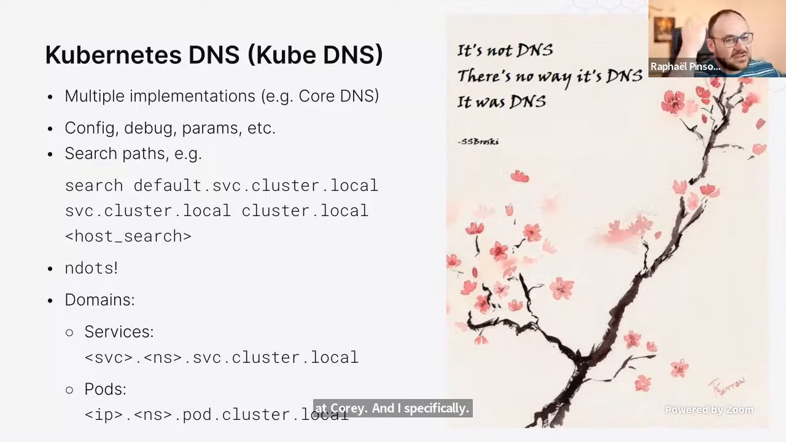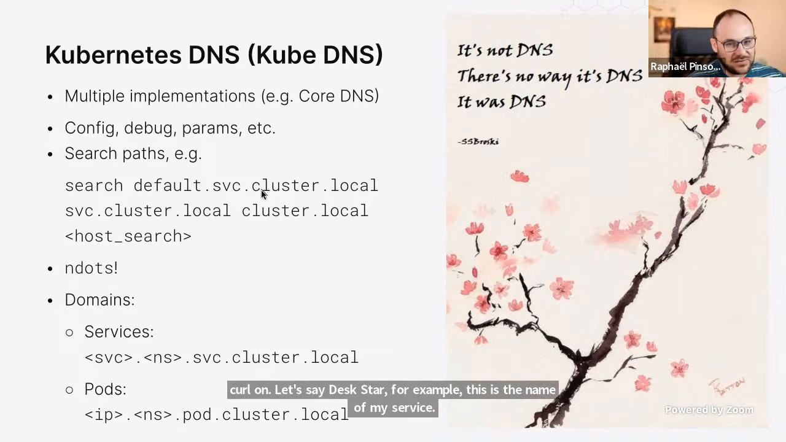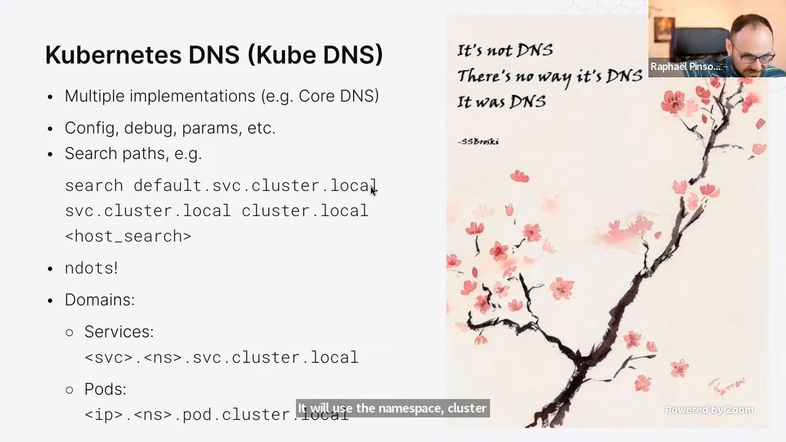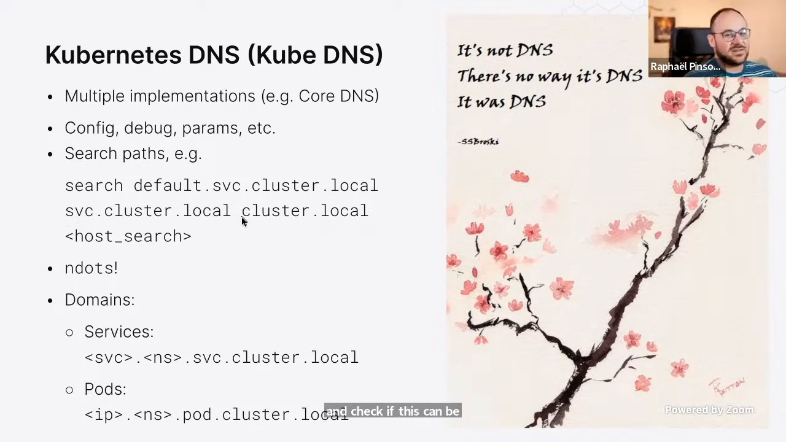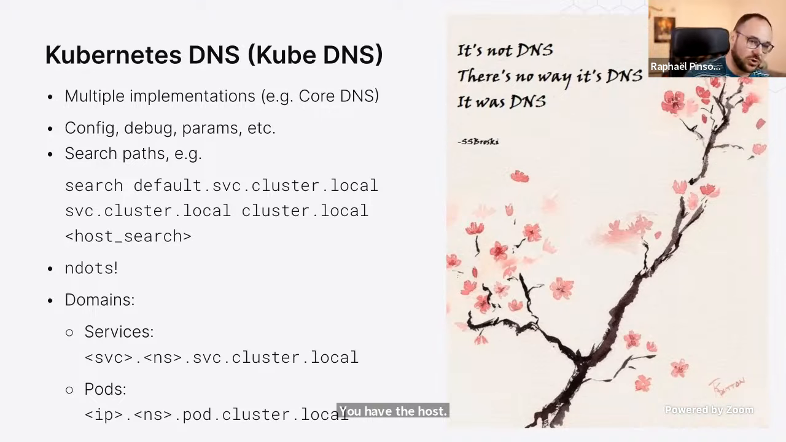Something to keep in mind is that pods have a search path in their resolv.conf. What this means is if you do a ping or a curl on, let's say, Destar, for example, this is the name of my service, it will use the namespace.svc.cluster.local first and check if this can be resolved, and then destar.svc.cluster.local, and then destar.cluster.local, and then eventually at the end, you have the host search, which is taken from the resolv.conf of the host.